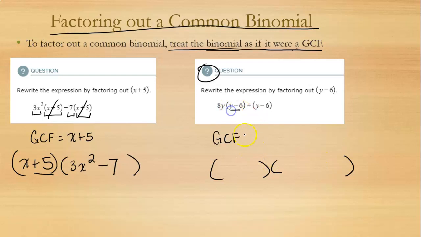You should have recognized that your GCF is y minus 6 because both of these have a factor of y minus 6. What you're left with is 8y here, and then y minus 6 divided by y minus 6 gives me plus 1. There's always going to be an invisible 1 here if you don't see anything.